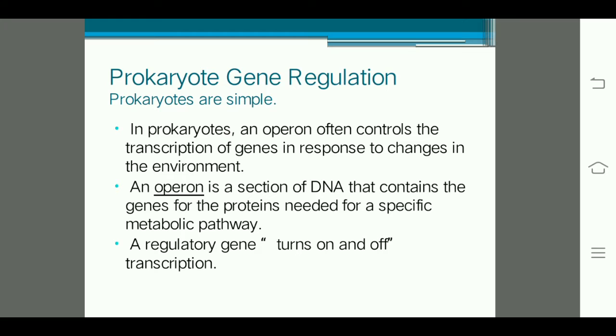Prokaryote gene regulation. In prokaryotes, an operon often controls the transcription of genes in response to changes in the environment. An operon is a section of DNA that contains genes for the proteins needed for a specific metabolic pathway. A regulatory gene turns transcription on and off.